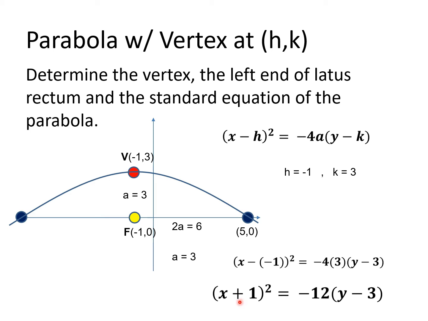And lastly, for us to get the value of the left endpoint of the latus rectum, so coming from the focus, going to our left endpoint of the latus rectum, we subtract 6 to negative 1. So we will get now negative 7, 0. So these are the coordinates of the left endpoint of our latus rectum.